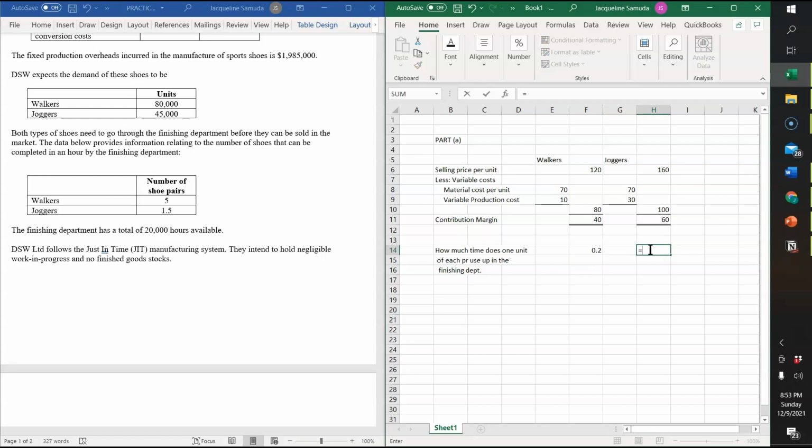The same calculation, 1 divided by 1.5. And let's change this to 2 decimal places. All right, so we've asked the question, how much time does 1 unit of each pair use up in the finishing department? So this uses up 0.2 hours and the other one 0.67 hours. Let's put this in hours per hour. Oh, my apologies.